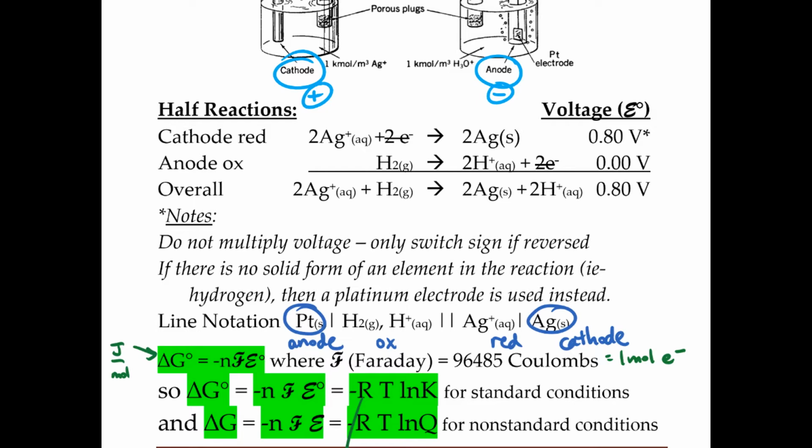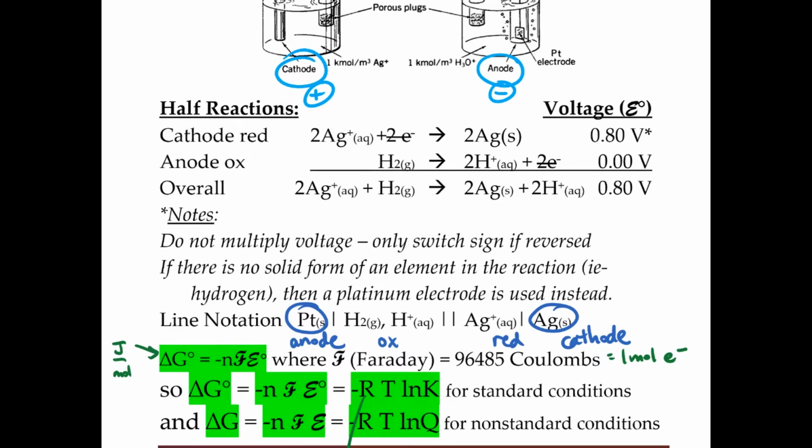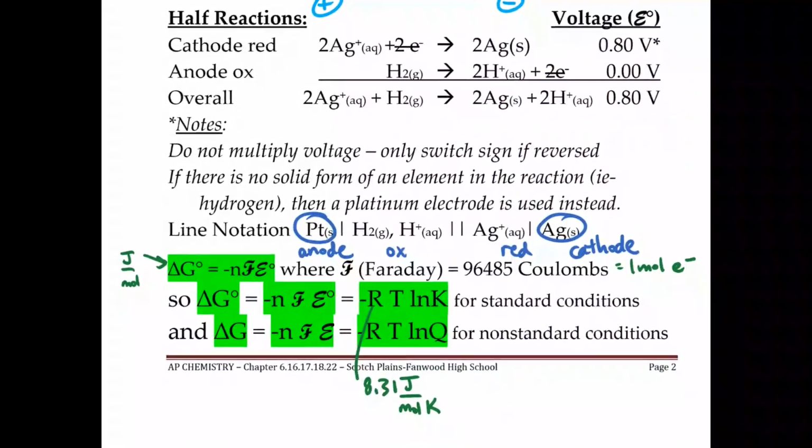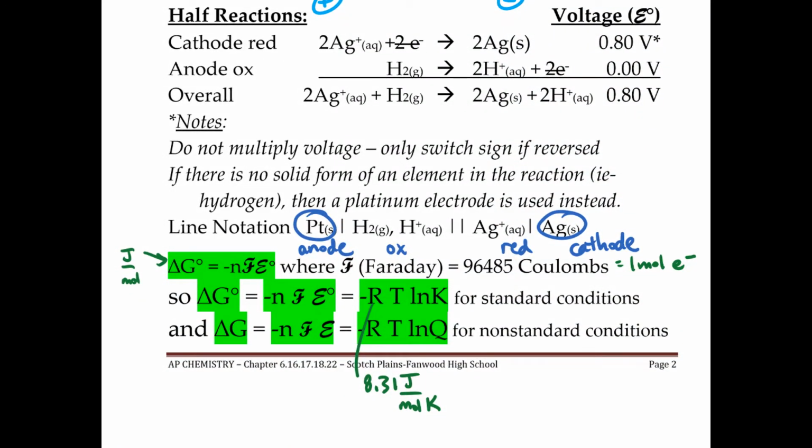Alright, now interestingly you can relate G, E, and K. This is very important to understand because you're going to get a problem somewhere along the line where you're going to have to relate all these together. So the equilibrium constant that we learned about in chapter 13, if you take negative R, T, Ln, K, R is 8.31 joules per mole Kelvin, that's equal to delta G, which you also have to put into joules per mole. And it also equals negative NFE, where N is the number of electrons transferred, so up here it would be a 2. F is a Faraday, named after Michael Faraday, which is equal to 96,485 coulombs.